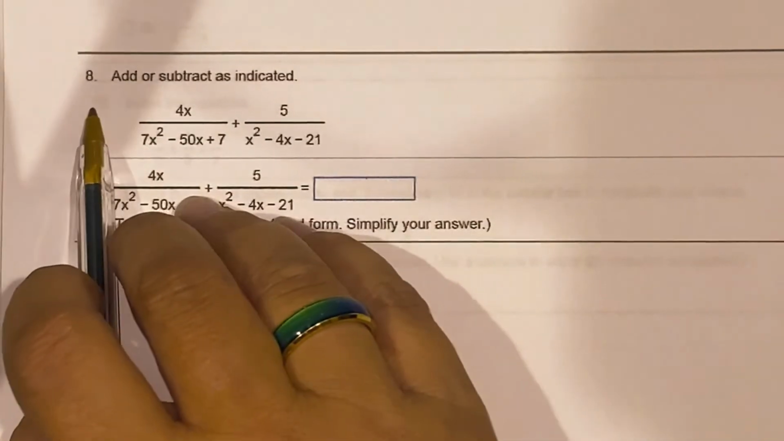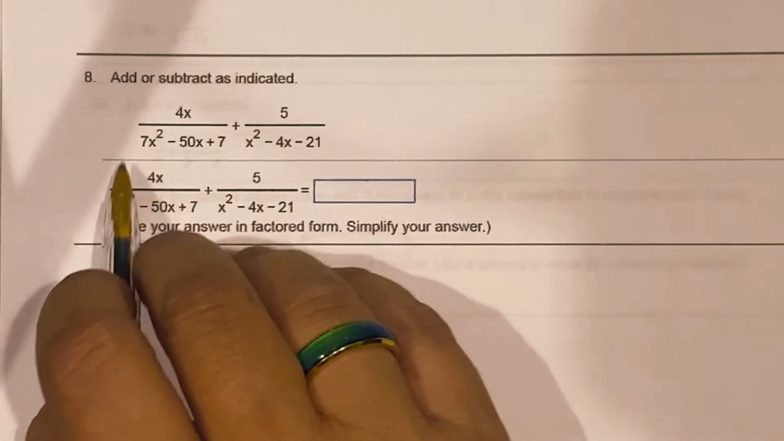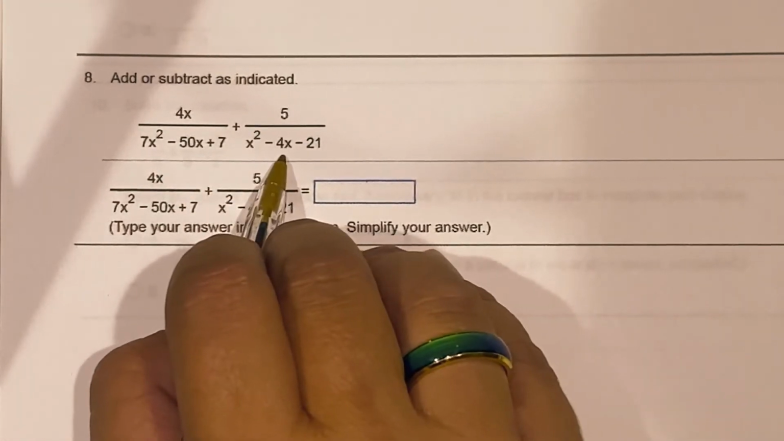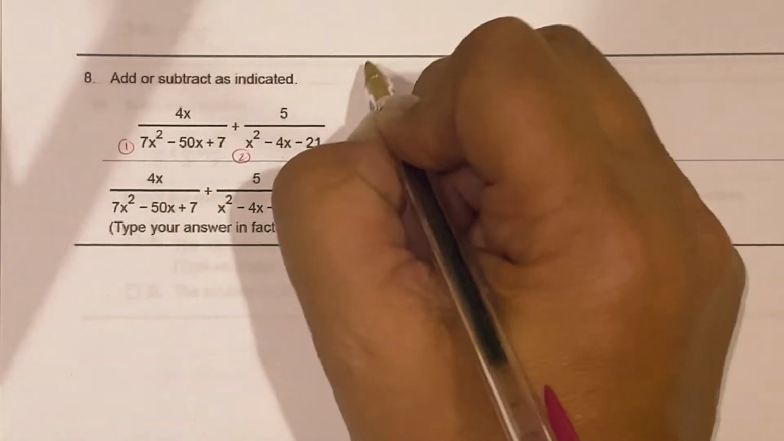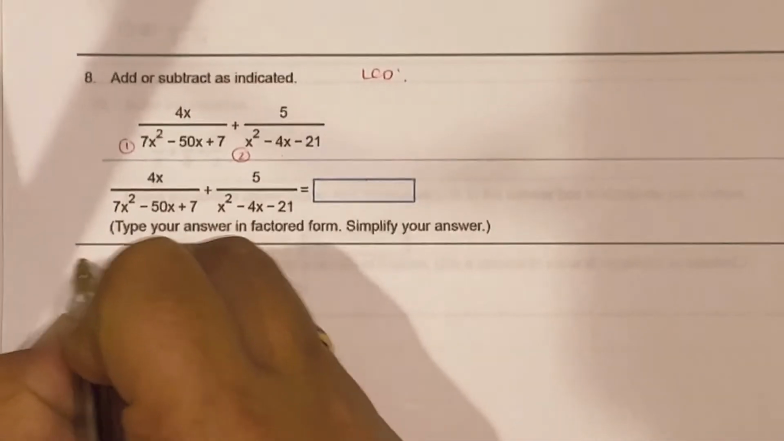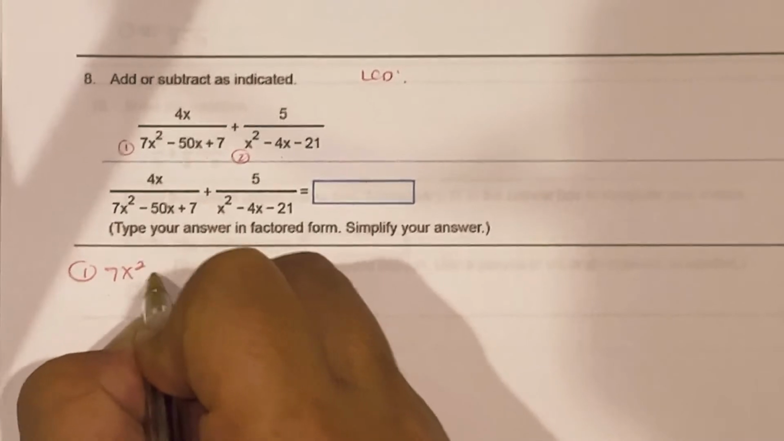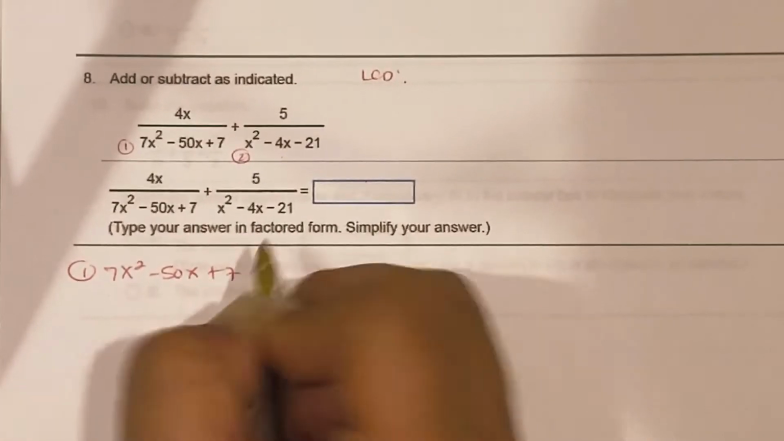We go to our number 8, which is add or subtract as indicated. First thing I notice is the denominators are not the same. So first thing we do is we need to figure out what our LCD is. So we're going to look at number 1. It says 7x squared minus 50x plus 7.